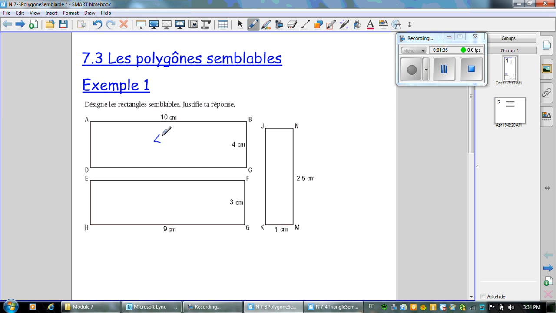This one is 4 times bigger than that one. When we're talking bigger, we're talking about the sides. The sides are 4 times longer, okay? So that's the ratio.